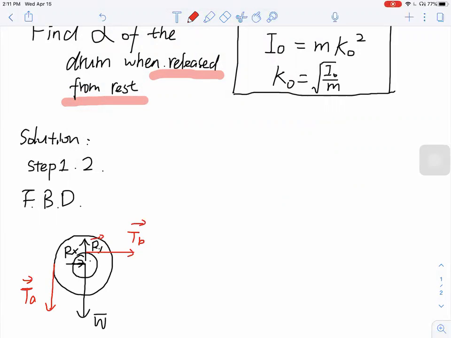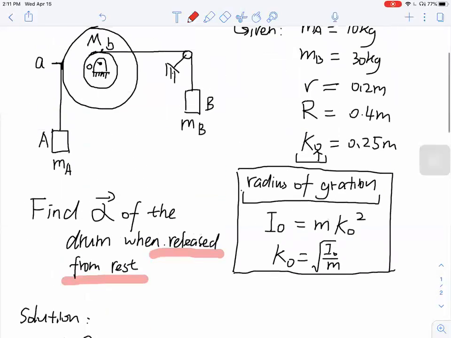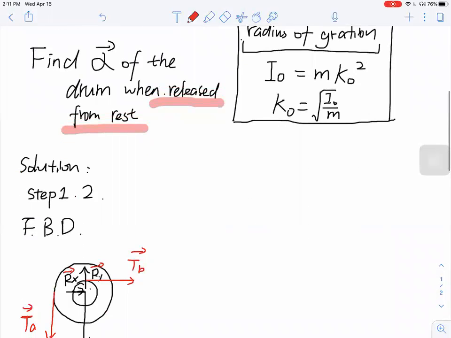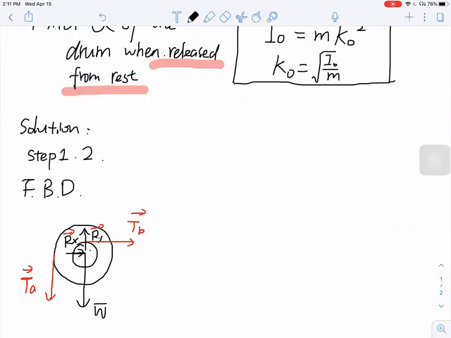Make sure you add vector notation to all the forces. And do we have any other forces for this rigid body? I think that's it. All right, now we're done with the free body diagram just for the first mass, which is the disk. And now let's look at block A. Let's take block A.